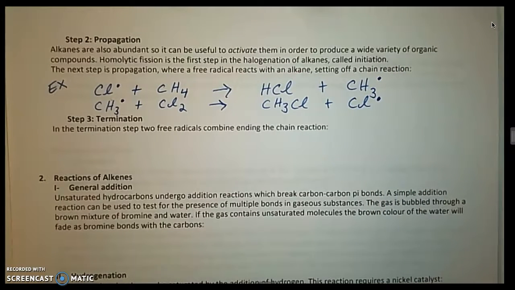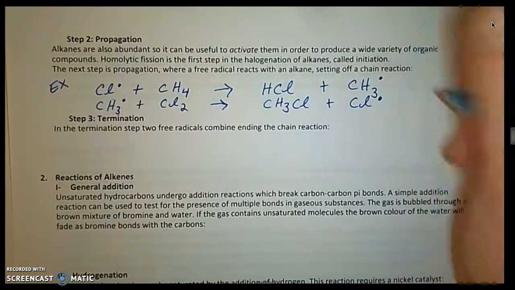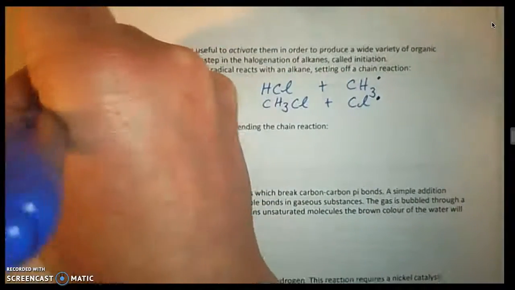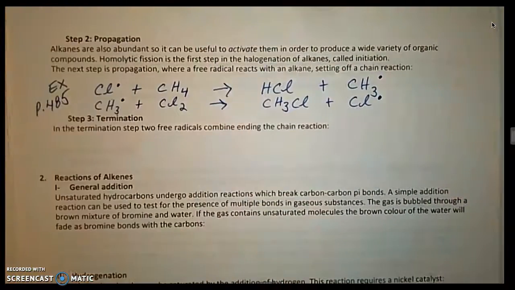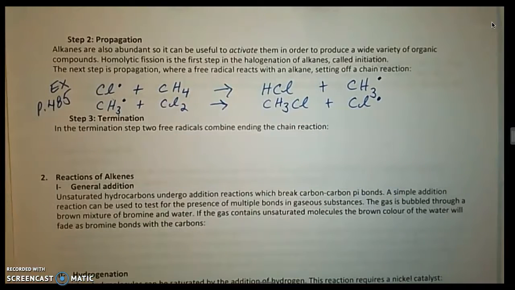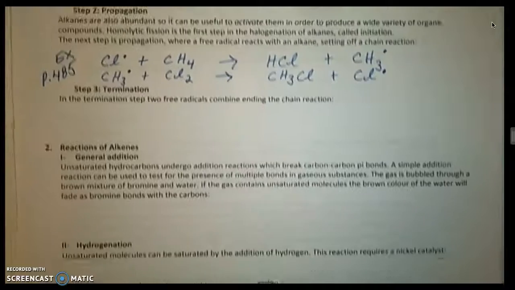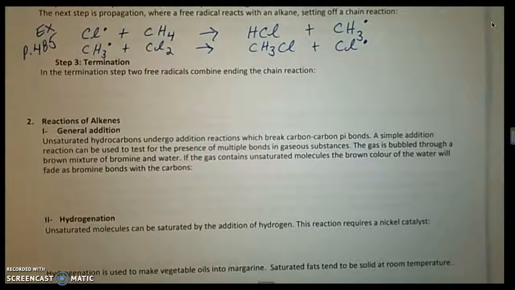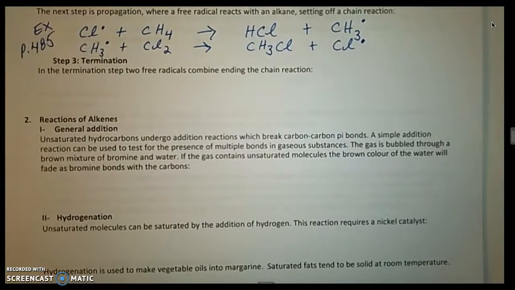Okay? Now there are a few more examples of propagation steps. You can see them in your textbook on page 485. If you want to look at the full set that they included in the textbook, you would find them there. Okay, and then the last thing that happens is called a termination step. This is where two free radicals combine, ending the chain reaction.